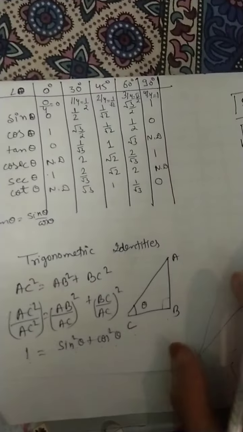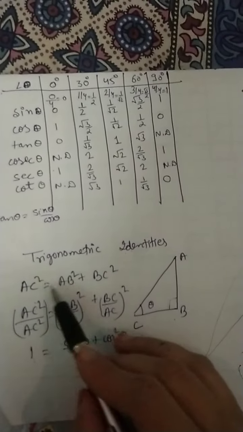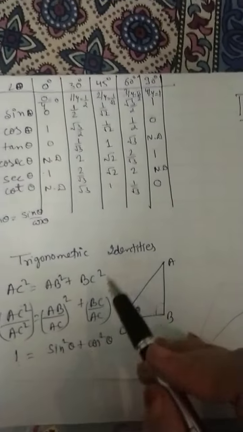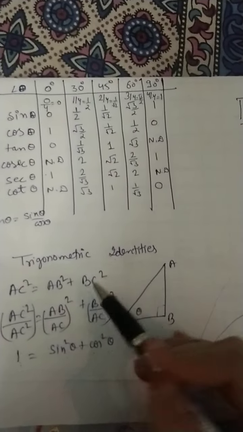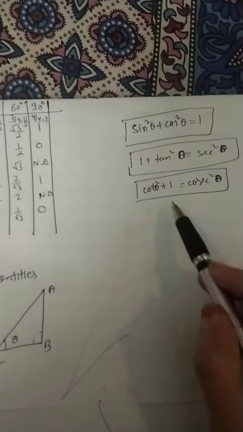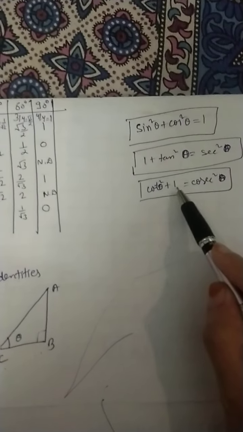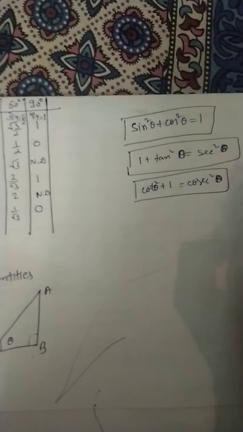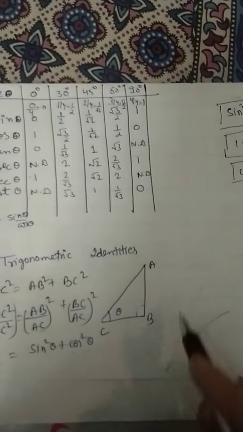In a similar manner, I can make the other two identities by dividing in the next step by AB square. So I will get the identity 1 plus tan square theta is equal to sec square theta, and if I divide the whole equation by BC square, then I can get the other identity as cot square theta plus 1 is equal to cosec square theta. So these are the three trigonometric identities I can devise by this right angle triangle.